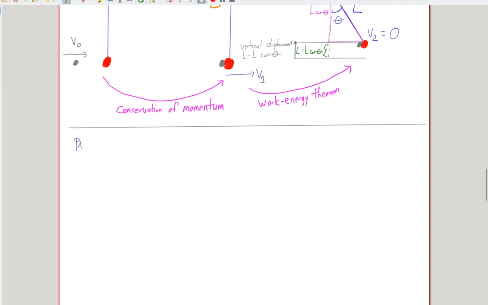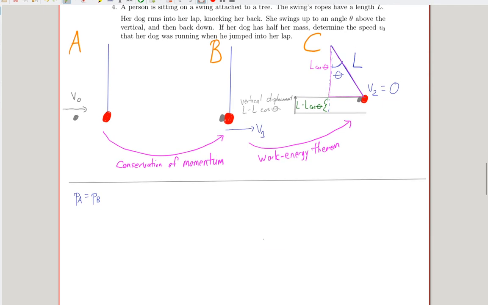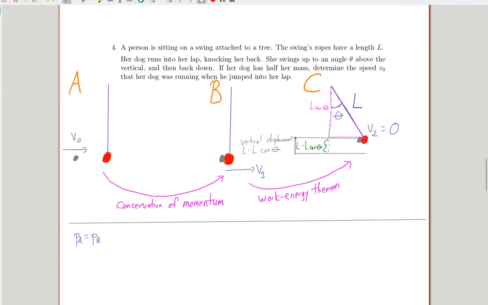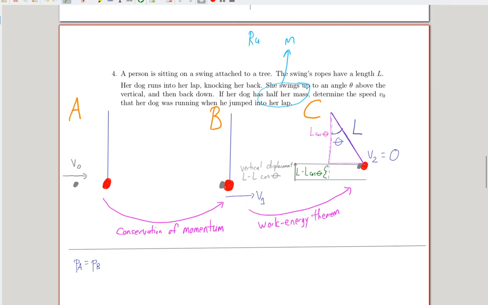So I know that the momentum in A equals the momentum in B. Now in picture A, only Room has momentum. Looking at the problem, Room, the dog, has half of Ohana's mass. So we're going to call Room's mass m, and Ohana's mass 2m, because Room has half of her mass.